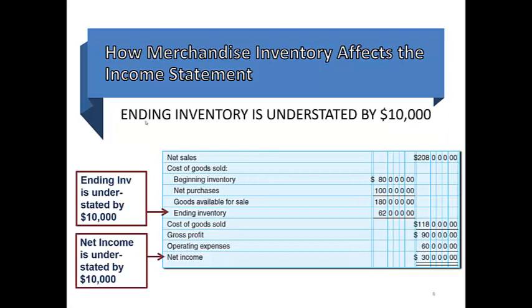In this example, our ending inventory is understated by $10,000. So since there's a direct relationship, our net income should also be understated by $10,000. And notice now it is only showing as $30,000 instead of $40,000.